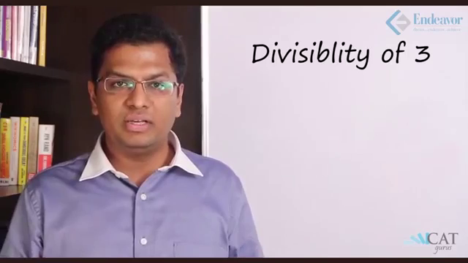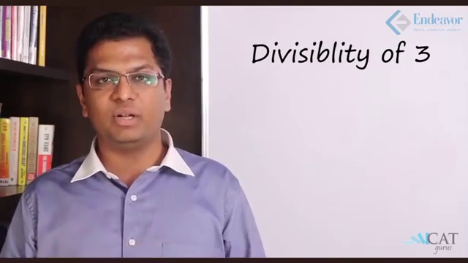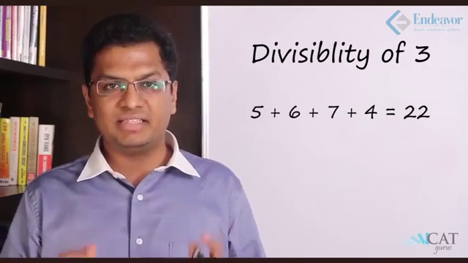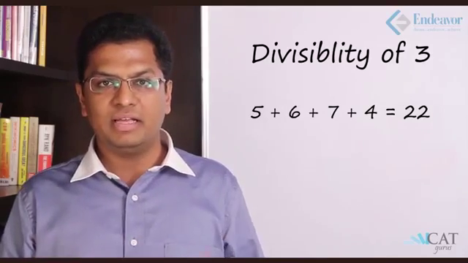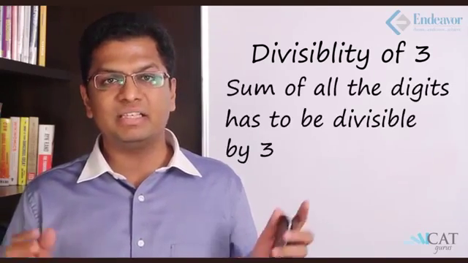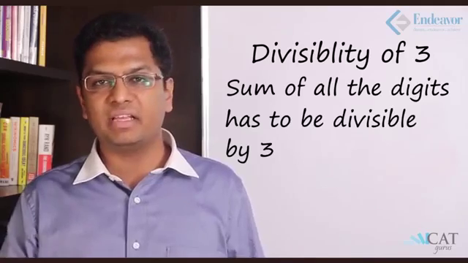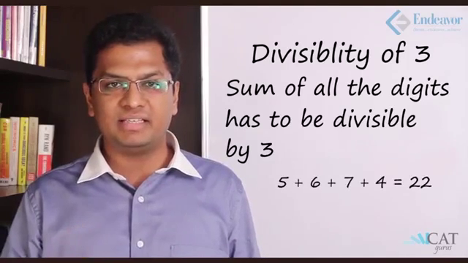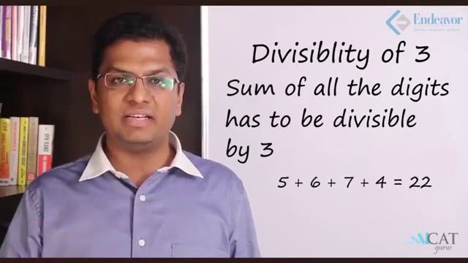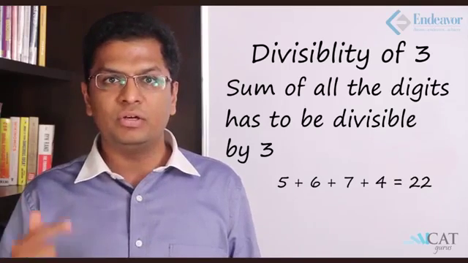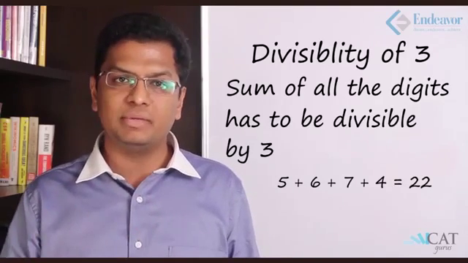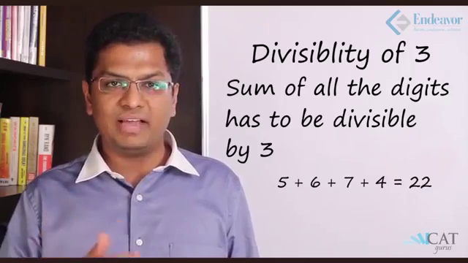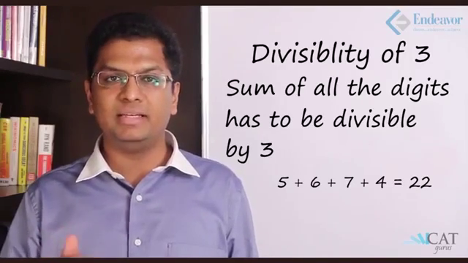Let's check about 3. How do we check if a number is divisible by 3 or not? Here there is a different rule altogether. For 3, say 5674, we check 5 plus 6 plus 7 plus 4, which is the sum of all the digits in the number. 5 plus 6 is 11, plus 7 is 18, plus 4 is 22. Now 22 is not divisible by 3, so 5674 is not divisible by 3.